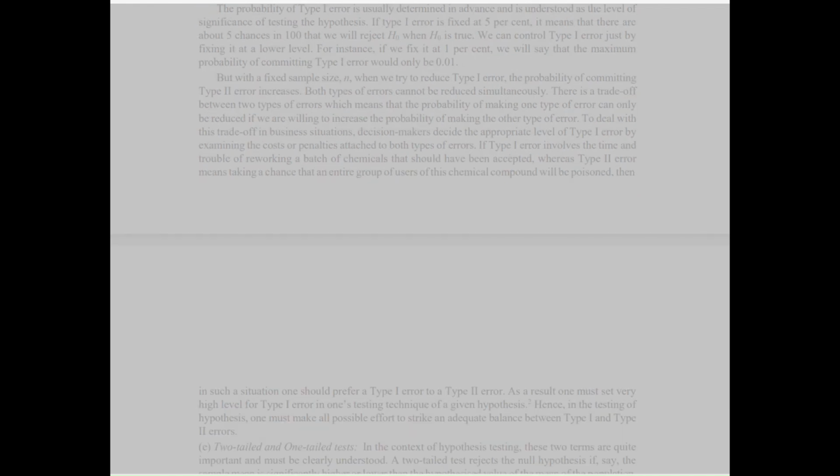The probability of Type I error is usually determined in advance and is understood as the level of significance of testing the hypothesis. If Type I error is fixed at 5%, it means that there are about 5 chances in 100 that we will reject H0 when H0 is true. We can control Type I error just by fixing it at a lower level. For instance, if we fix it at 1%, we will say that the maximum probability of committing Type I error would only be 0.01.